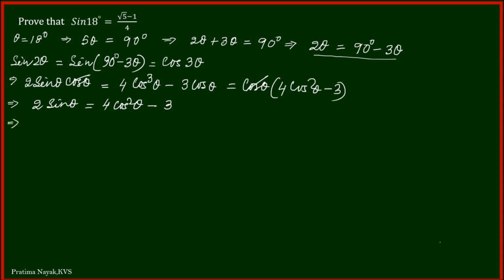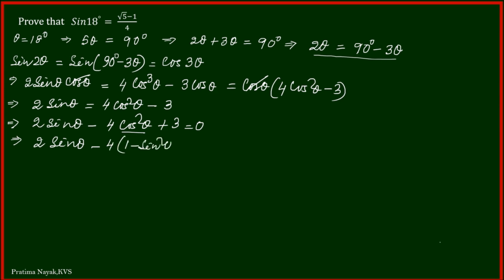Now shifting all the terms to the left side, I'll get 2 sin theta minus 4 cos square theta plus 3 equals 0. In the next step, we'll change this cos square theta as 1 minus sin square theta. So I'll get 2 sin theta minus 4 into (1 minus sin square theta) plus 3 equals 0.